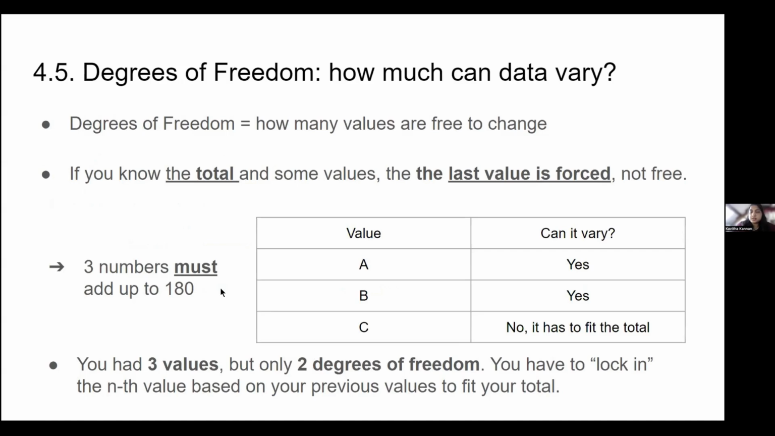So there's also this other concept called degrees of freedom when you're looking at your data, and how much this data can vary. So of course you can have a total number of data points and they can all have values. And this of course comes in when we look at other tests ahead, like the t-test and the chi-square test and so on. And it tells us how many values are free to change. For example, if you know the total and some values, the last value is forced and it's not free.